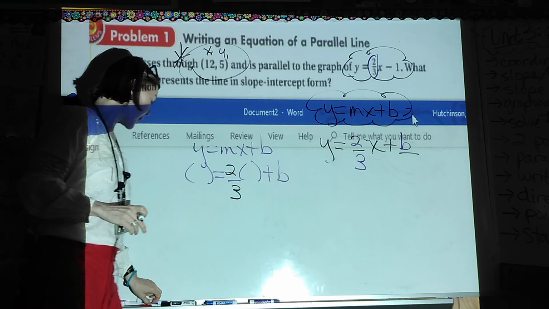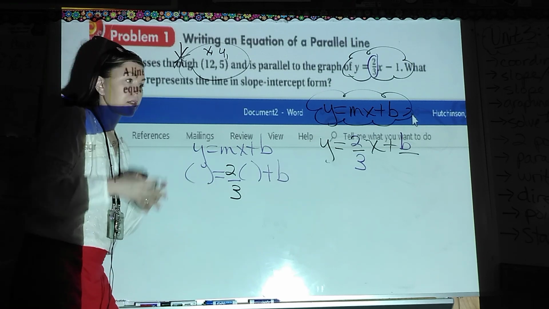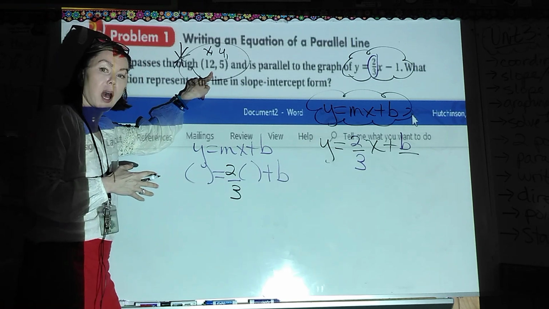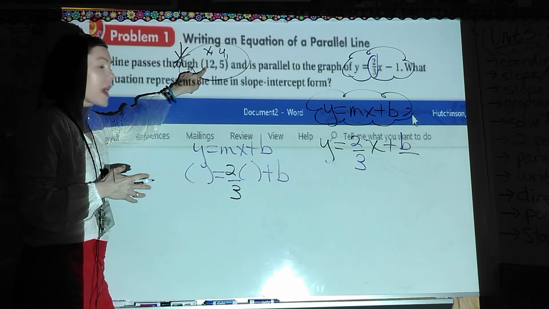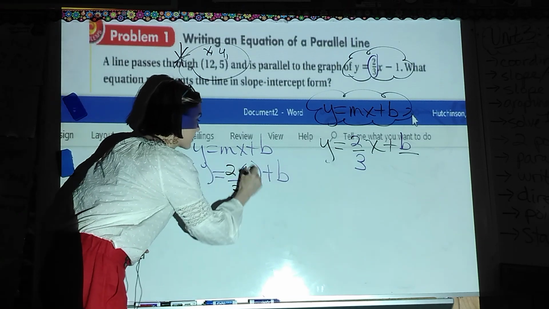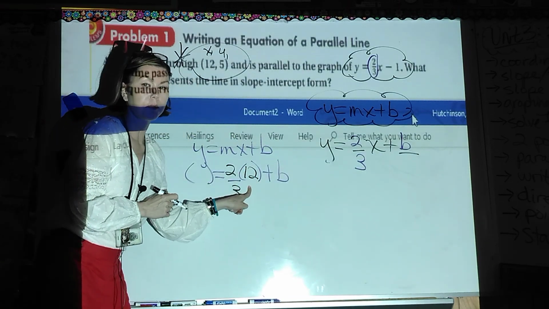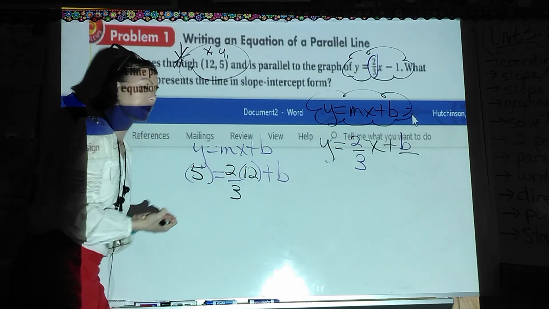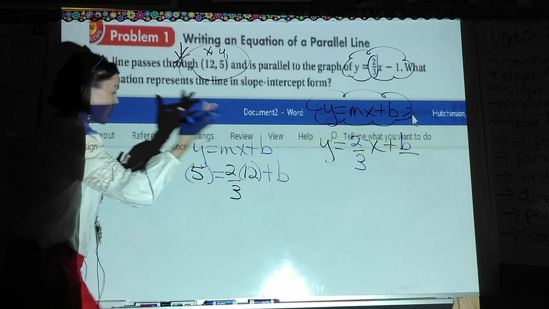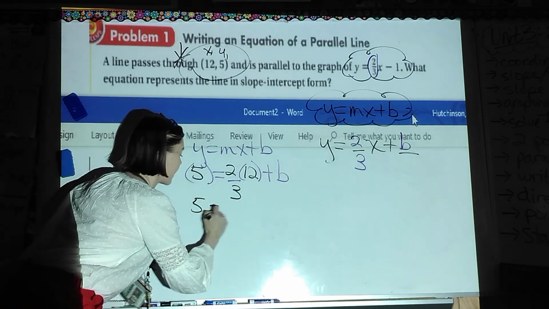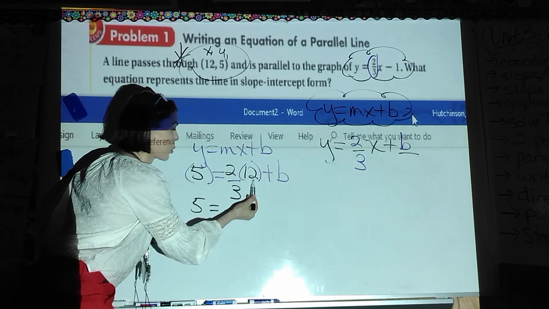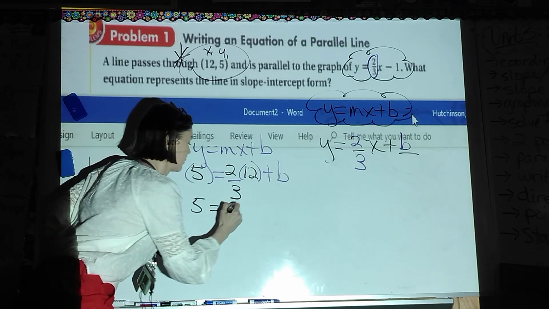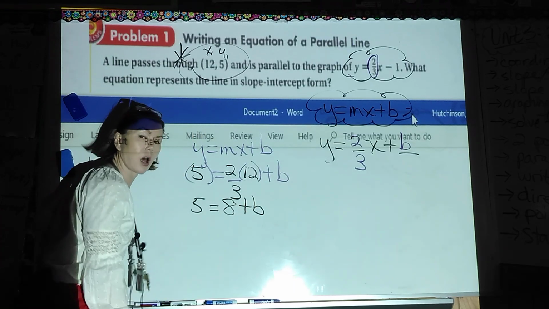And now they gave us the point that we're supposed to use, which is what? Positive 12, positive 5. What is our x value? 12. Put it in there for x. Here's our x, we put in our 12 for x. And what is our y value? 5. So now all we have to do is solve for b. So let's do the math. Bring down the 5. 5 equals, well, what is 12 times 2? 24. What's 24 divided by 3? 8. Plus b.